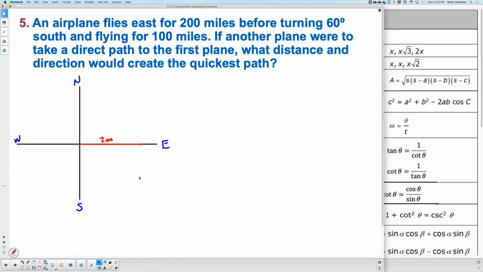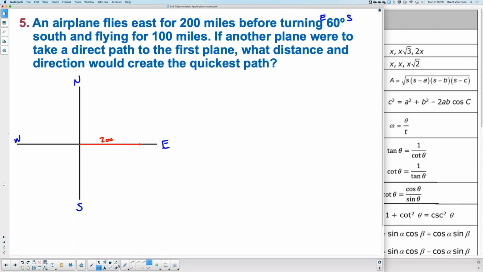Okay. Now it says before turning 60 degrees to the south. Now this is where you need to really pay attention. If it's turning 60 to the south, that's talking about from the direction it's previously heading. What direction was it heading? East. So this is like saying east 60 to the south.